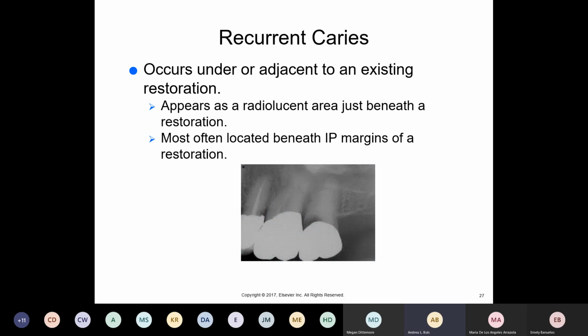Here is recurrent caries. It's reoccurring. It is occurring under or adjacent to an existing restoration. If you look at this crown, you can see the big radiolucency right underneath it. So that tooth was restored, and for whatever reason, bacteria was able to get in under that tooth. Maybe they were unable to keep that area clean, and now we have recurrent decay.